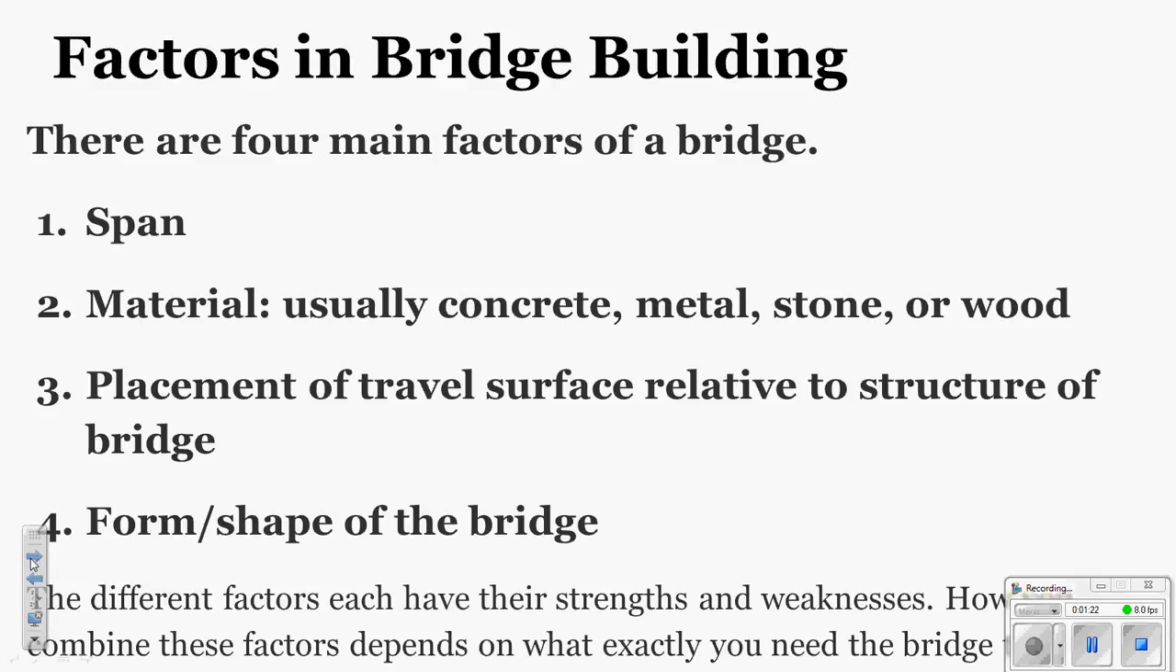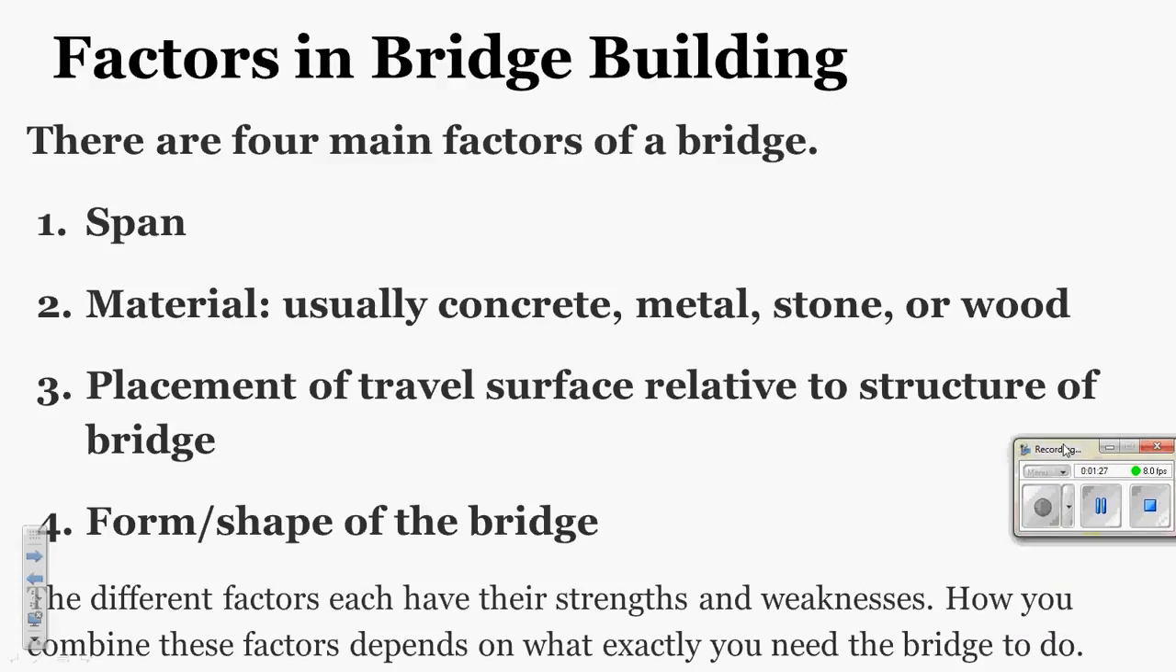So, the things that you need to keep in mind when you're building your spaghetti bridge, okay, let me move this up here, are four main factors. One, your span. How long or what length is your bridge going to have? Two, the materials. Now in industry, we usually use concrete, metal, stone, or wood. But for your example, you're going to use spaghetti. Three, the placement of travel surface relative to structure of the bridge. And four, the form or the shape of the bridge.